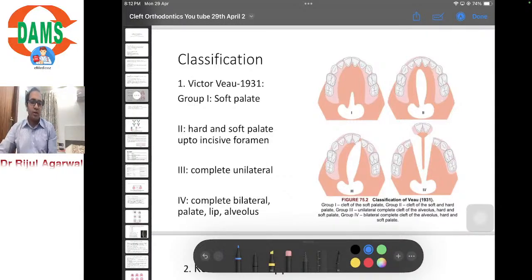Group 1 involved the cleft of the soft palate. Group 2 involved the hard and soft palate up to the incisive foramen. Group 3 is complete unilateral, and group 4 is the most severe, that is complete bilateral, involving the palate, lip and the alveolus.